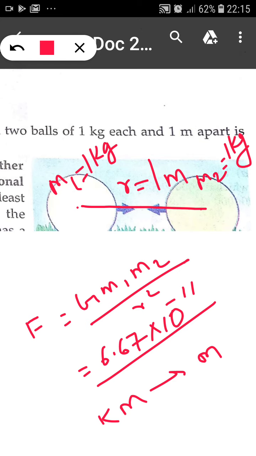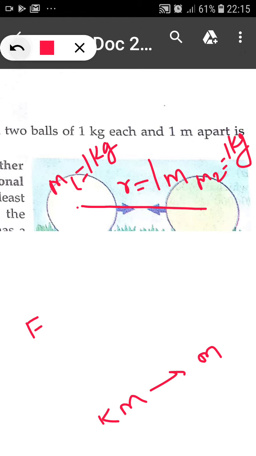So 6.67 into 10 to the power minus 11, and since it is a product, we multiply the numerator values, and the denominator value is a square, so the value of r will be multiplied by itself. Now m1 and m2 are both 1 kg, so we write 1 into 1, and the square of the distance, that is 1 meter whole square. Because we are multiplying by 1 and dividing by 1, we will get the similar values.